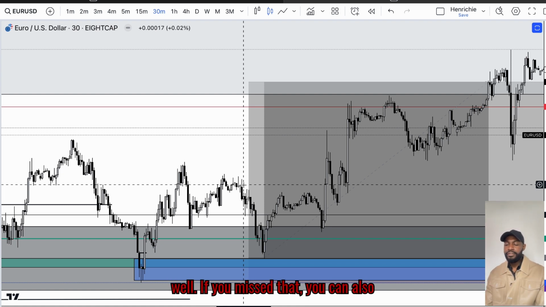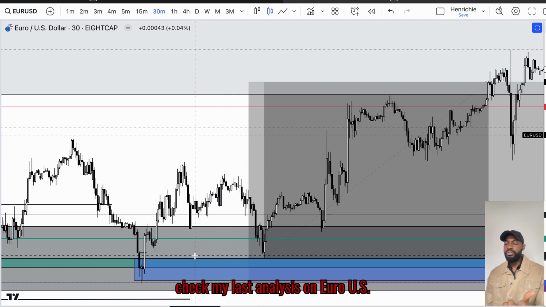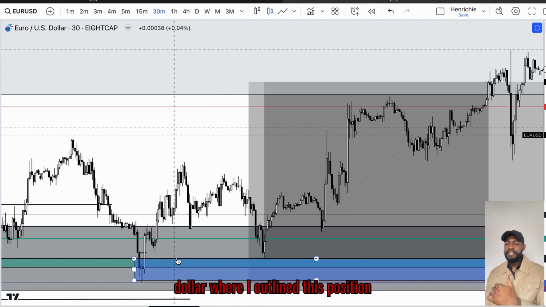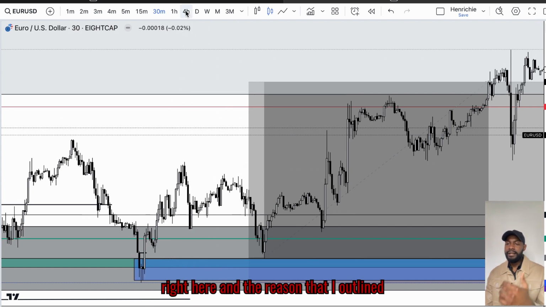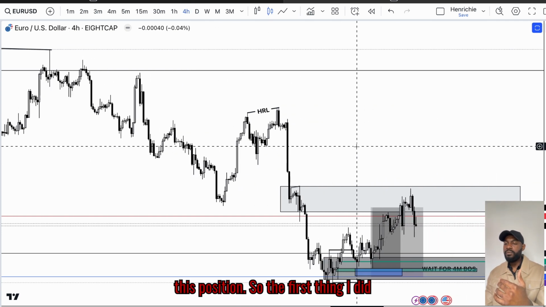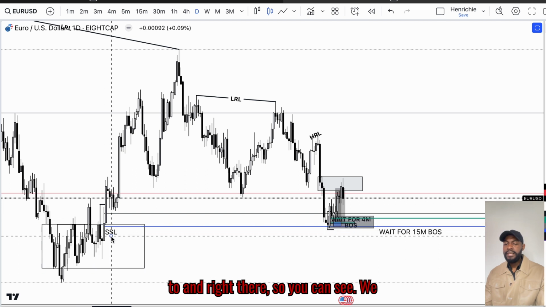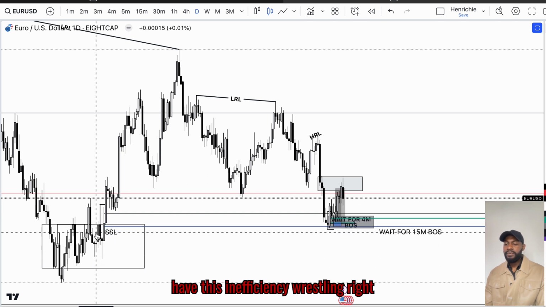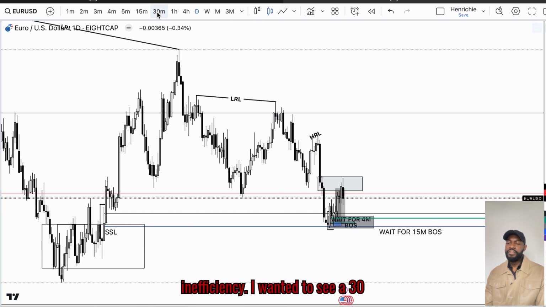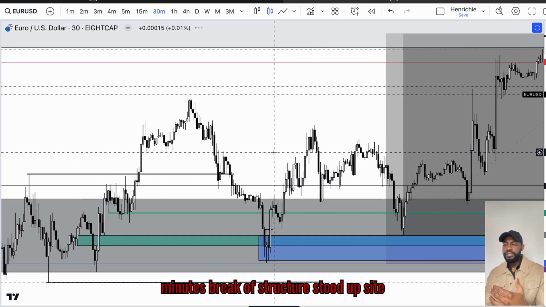If you missed that, you can also check my last analysis on Euro US dollar, where I outlined this position right here and the reason that I outlined this position. So the first thing I did was to understand where price is coming to. And right there, as you can see, we have this inefficiency resting right here. So the moment price mitigated this inefficiency, I wanted to see a 30 minutes break of structure to the upside.